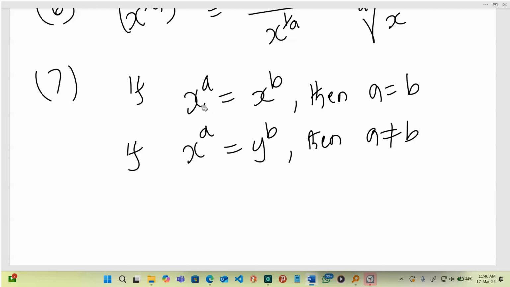So as long as the bases are similar, then these powers are going to be the same. The right hand side must equal the left hand side. That's what I'm saying. Or the left hand side is equal to the right hand side.